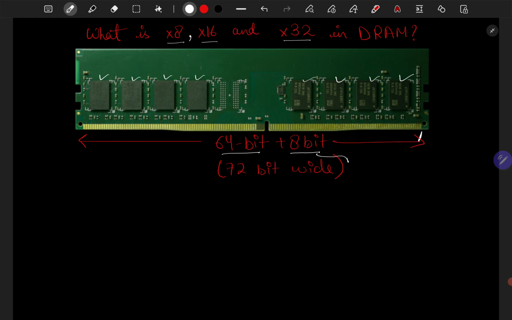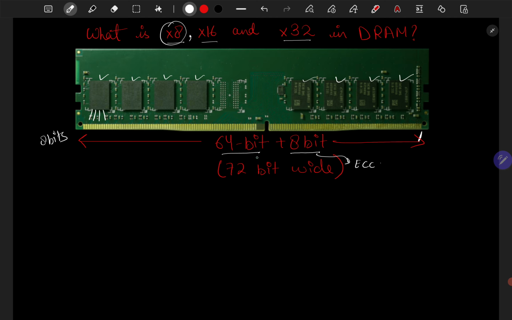This ECC helps if there is any error in the 64-bit data supplied by the DRAM, because using this ECC code it can be corrected. Now let's come to the x8, x16 and x32 part. x8 means that from each chip I am able to get 8 bits of data.